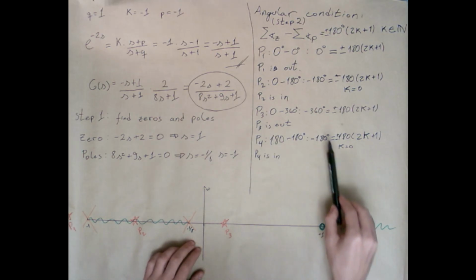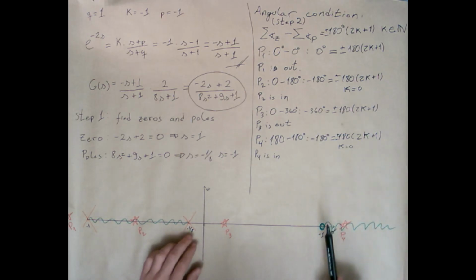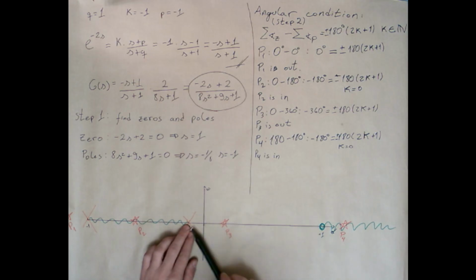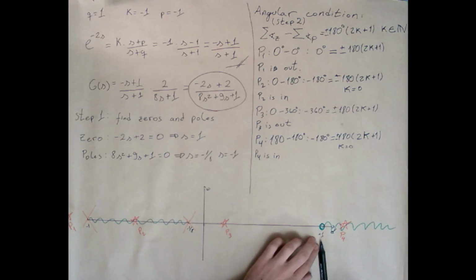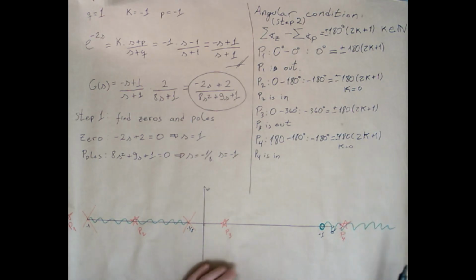For P3, we see that the sum is minus 360, so there is no k that satisfies it. The zone of P3 is out of the analysis, and P4, which starts at 1 and goes all the way to the 0 at infinity, is in, because k equals 0 also satisfies the equality.